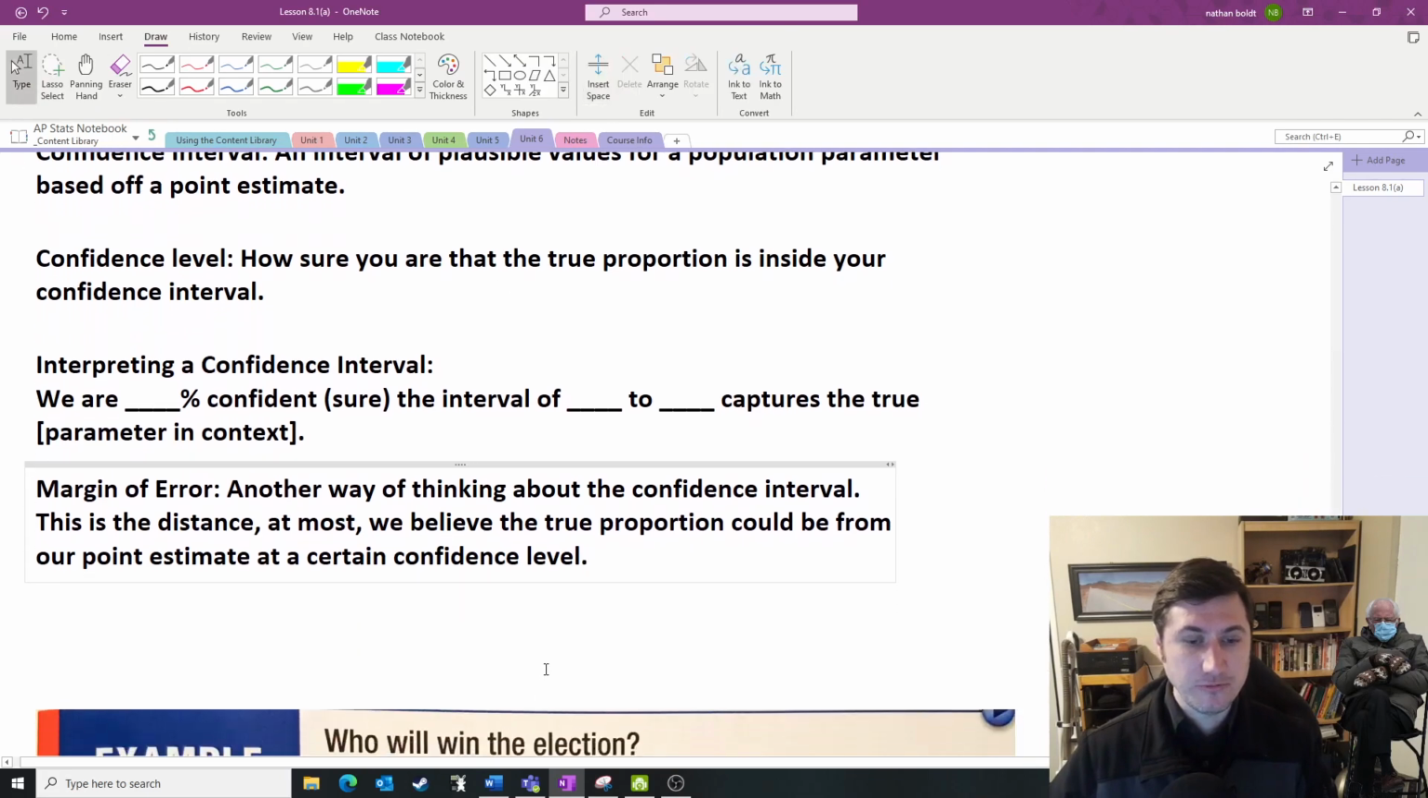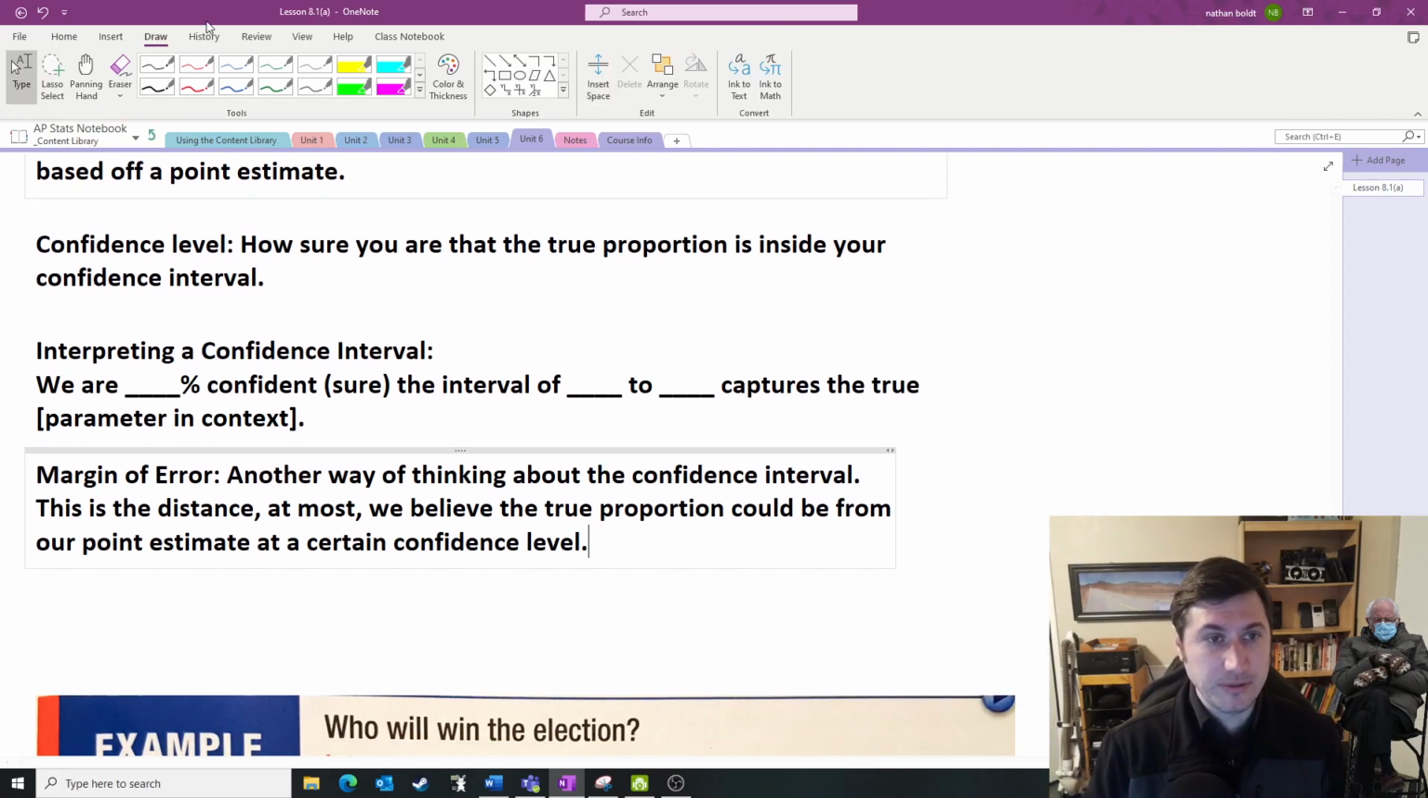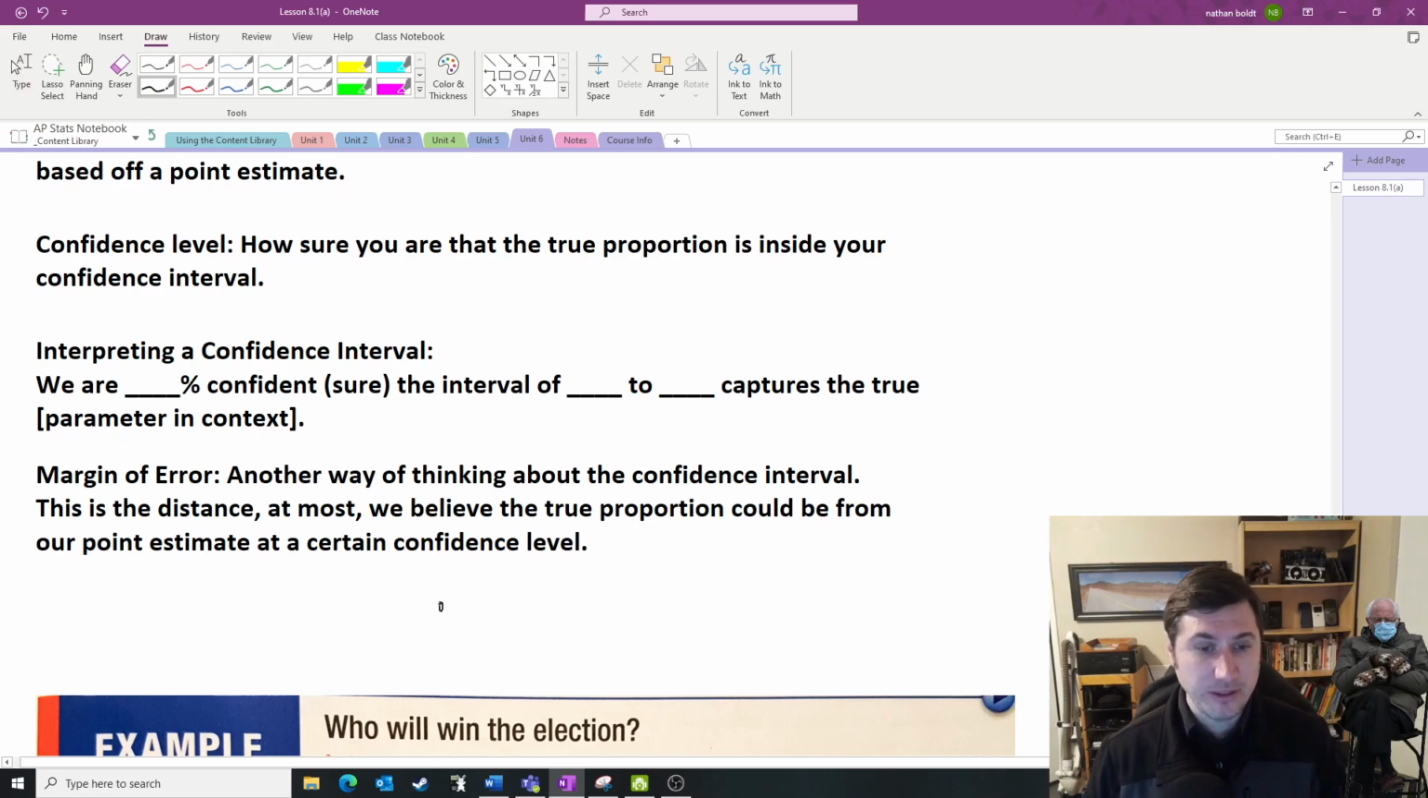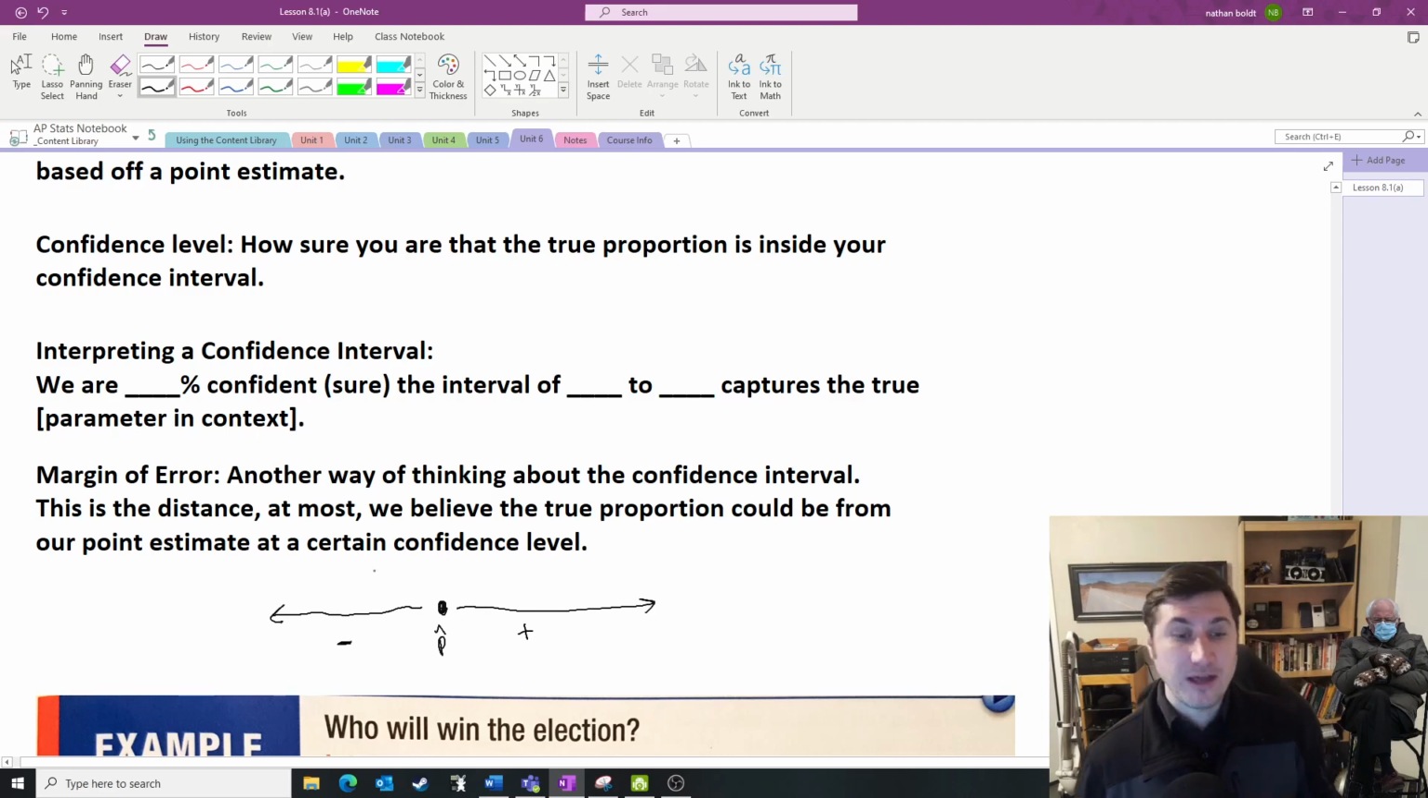So to give you a visual of that, I'm going to redraw a picture I already had. Let's say we have our point estimate right here, p hat. Depending on our confidence level, we're going to add some standard deviations, and then we're going to subtract some standard deviations. Now, that gives us an interval from here to here. That's the confidence interval. The margin of error is how much you add and subtract.